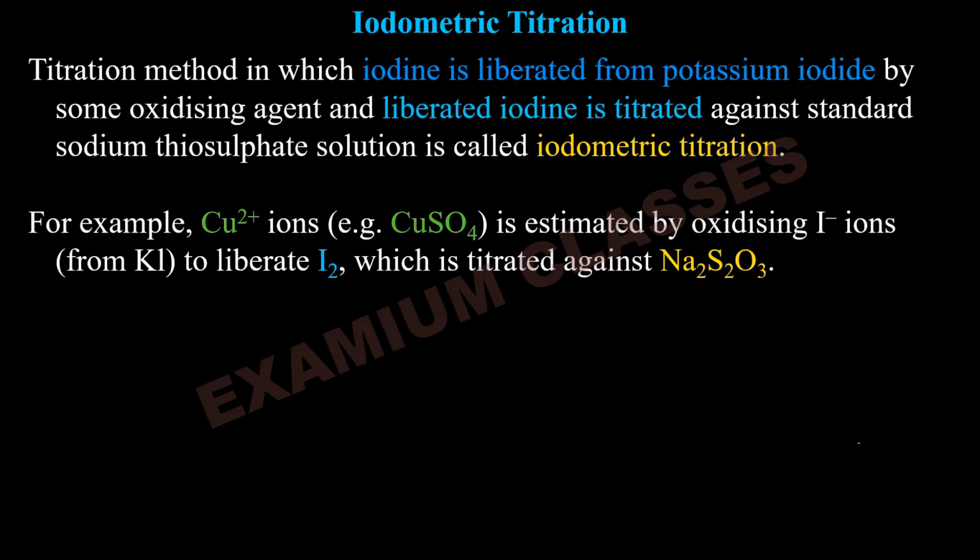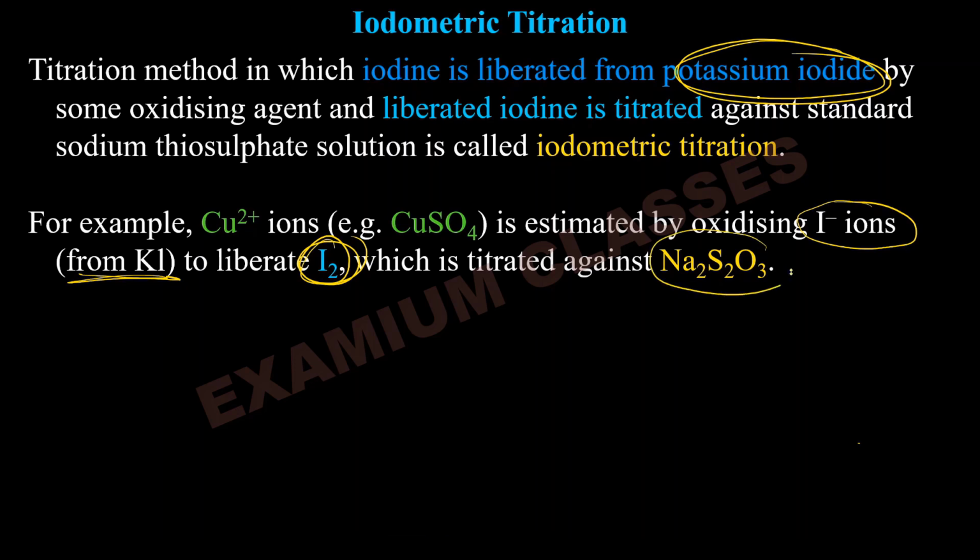For example, Cu2+ ions, maybe copper sulfate, is estimated by oxidizing the iodide ions, that is KI, which we used here, to liberate iodine. This liberated iodine is titrated with sodium thiosulfate. In this case, this is sodium thiosulfate. We don't use any other reducing agent. We use sodium thiosulfate only. This can be different; this can be the substance whose concentration is to be calculated.